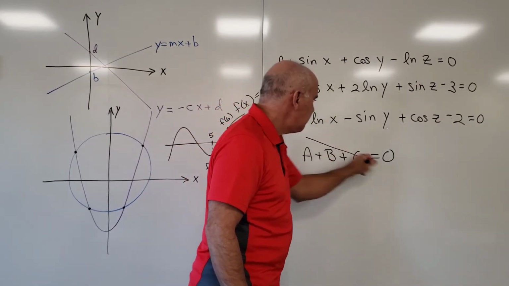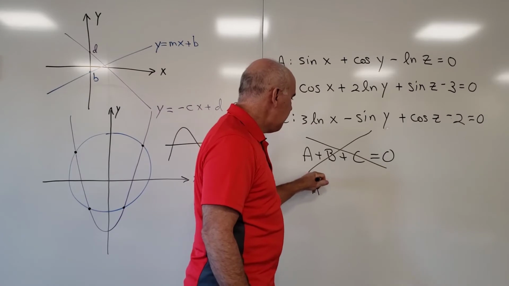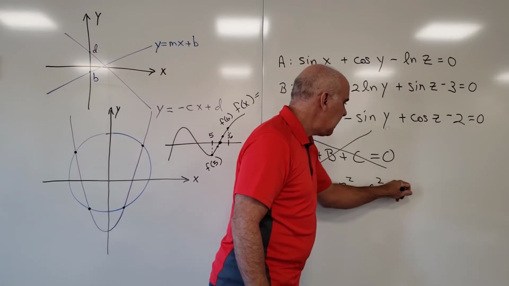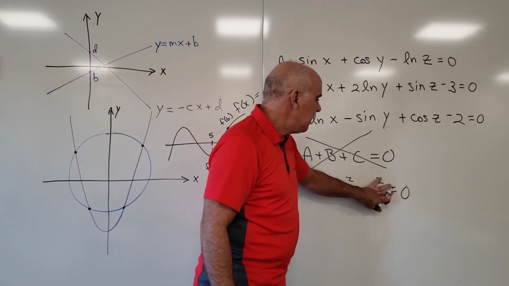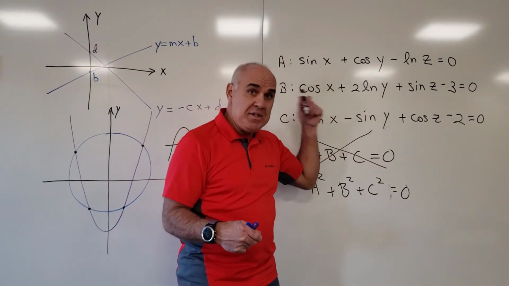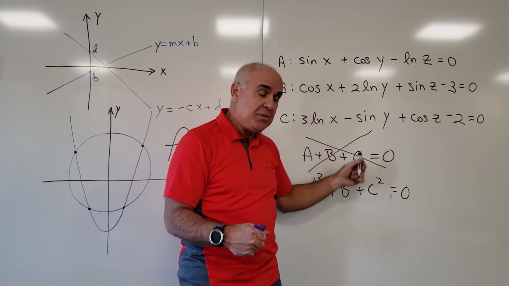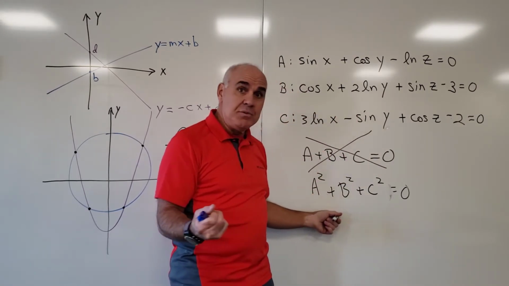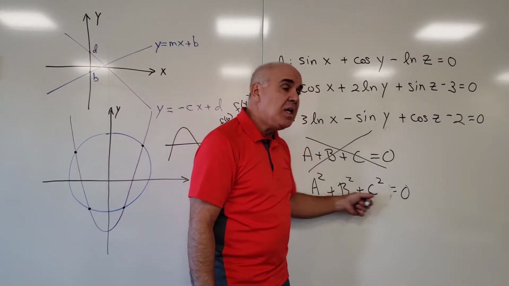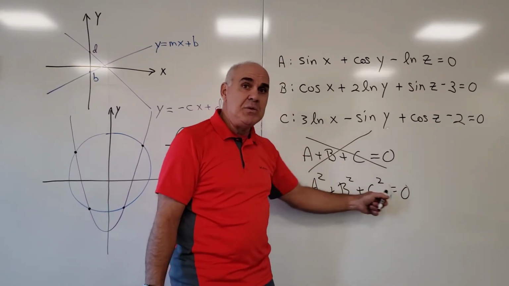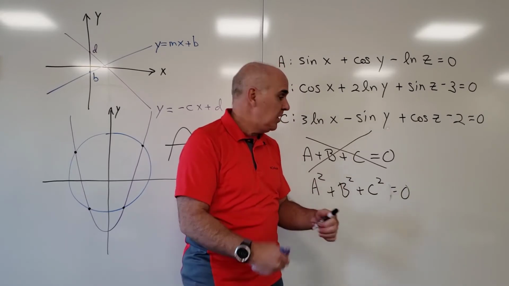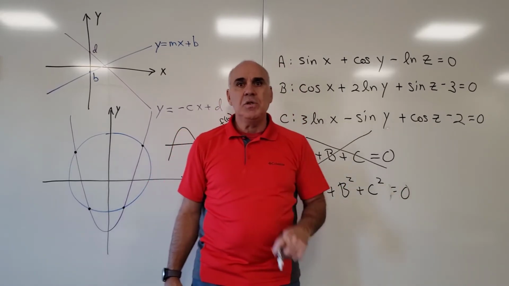The secret is to square them, so this doesn't work. So I'm going to take A squared plus B squared plus C squared, and I'm going to set that equal to 0. And that's only going to be true if A is equal to 0 and B is equal to 0 and C is equal to 0. We're assuming real solutions. These can't add up to equal 0 unless each of them is equal to 0. So they have to each be equal to 0 together at the same position in order for this to be true. And Excel will do that for us.